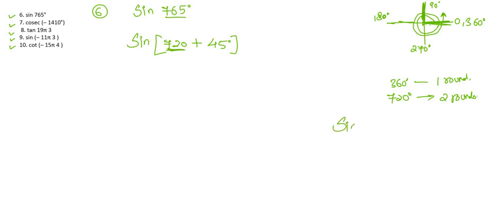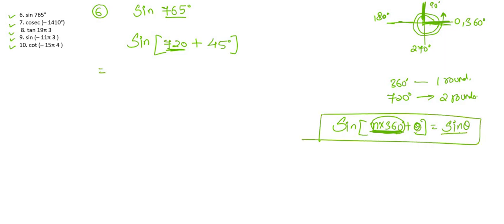The formula is, if we have n times 360 plus theta, then it becomes sine theta only, because n is the number of rounds and again we enter into the first. So this is the formula: sine of n into 360 plus theta is sine theta. So this will be sine of 45. We can just drop it. And what is sine 45? 1 by root 2. This is my answer.